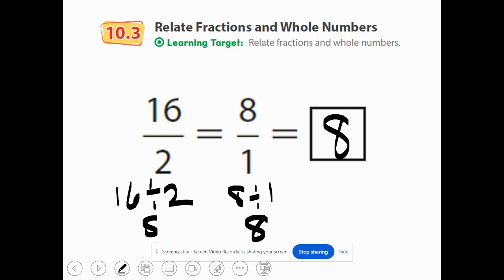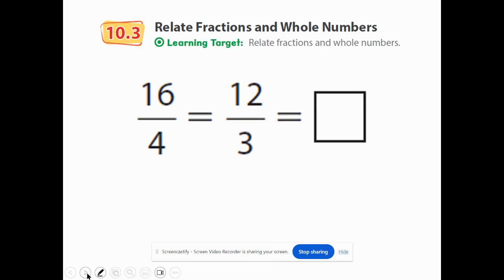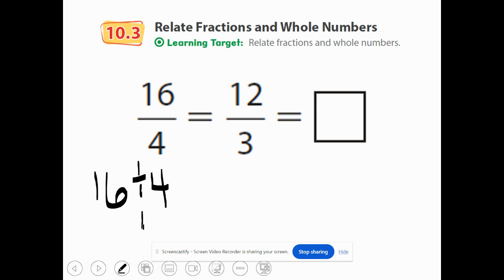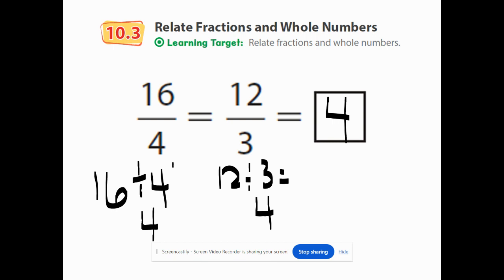And always remember that anytime you see a 1 on the bottom, that is always going to be equal to the number that's up on top. That's going to be the whole number. All right, let's try another one. 16 fourths is equal to 12 thirds, which is equal to what whole number? 16 divided by 4 is 4. 12 divided by 3 is equal to 4. So the whole number here is 4. So 16 fourths and 12 thirds is equivalent to 4.